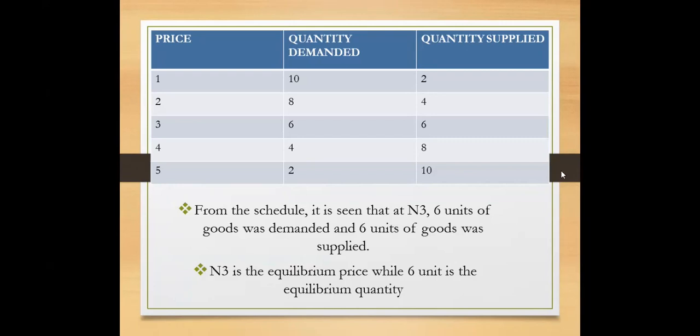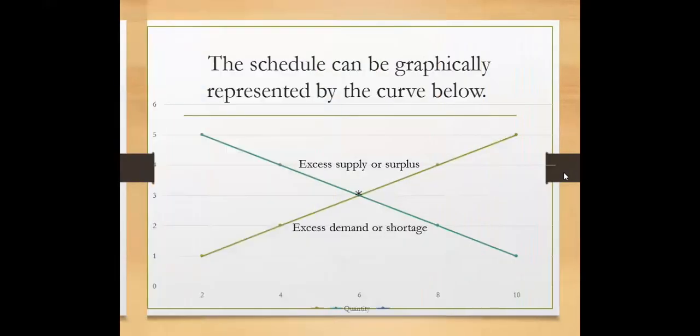Now, this schedule can further be illustrated with the use of a curve or a graph. You know, in economics, we love to make use of graphs or curves. Okay, now the data from the table or schedule has been inputted into this graph. Well, there is something I want to point out from this graph. Now we can see where the demand curve and supply curve intersect. And that point is called the equilibrium position or equilibrium point.